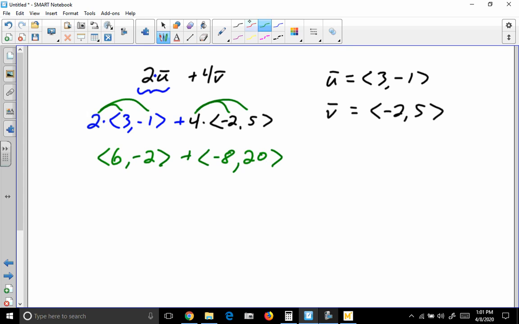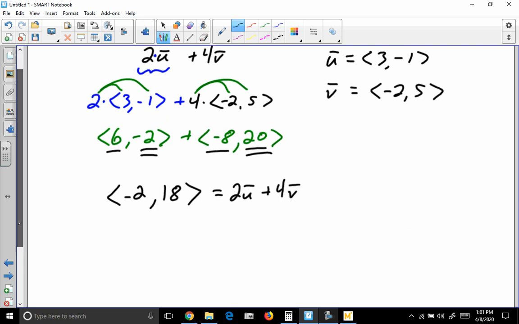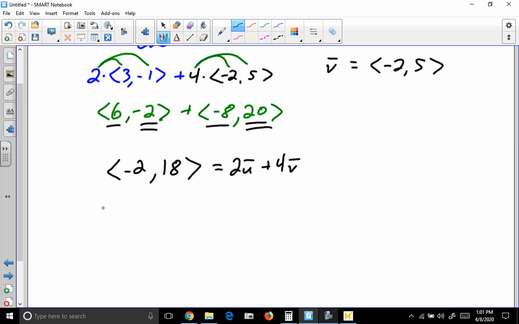So we want to add those together. So we add the x's together, 6 plus negative 8. We add the y's together, negative 2 plus 20. So that's 2u plus 4v. Now let's do something else with it. Let's do this.